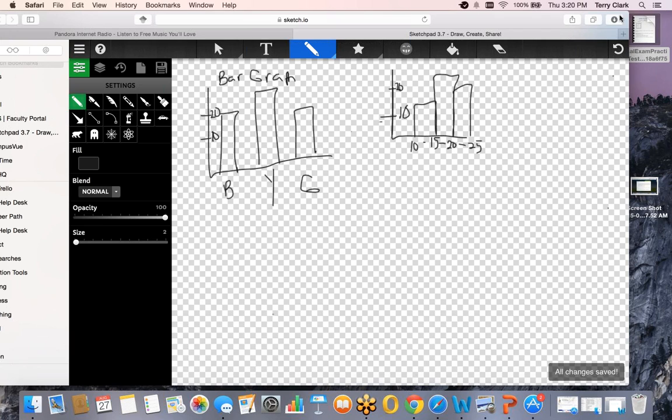Okay. So what is the difference between the two? And this is a histogram here. When we visually look at them, how are they different? Okay, how do these things look different?